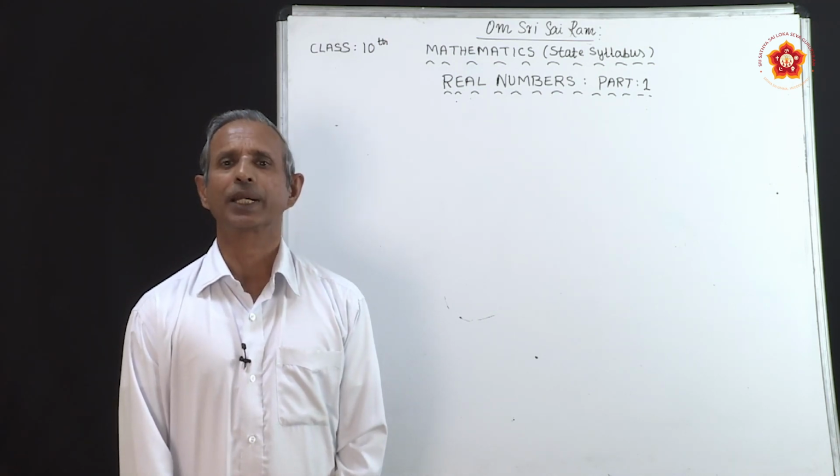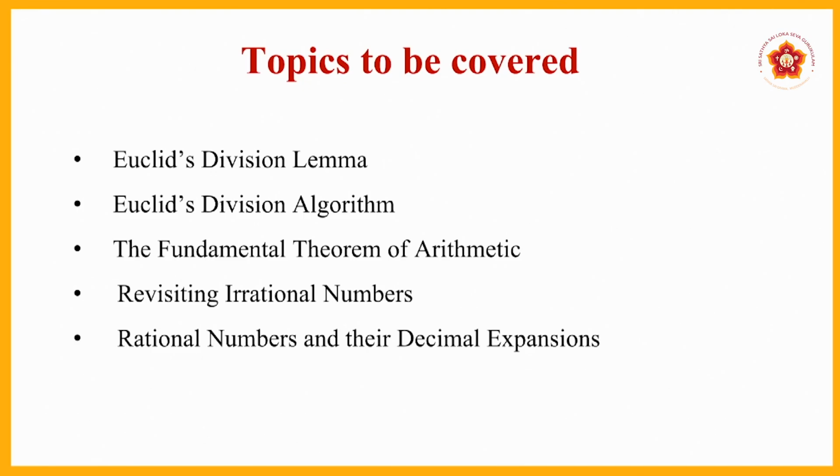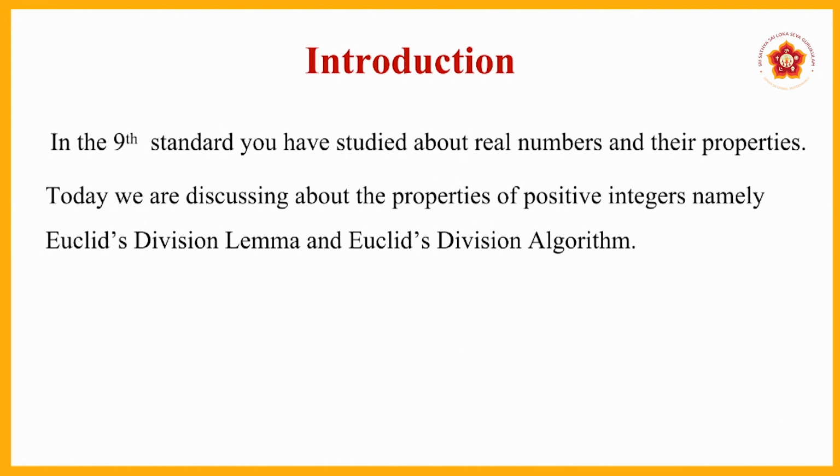Today's topic is real numbers part 1. In this chapter we have to cover the following subtopics: Euclid's division lemma, Euclid's division algorithm, the fundamental theorem of arithmetic, revisiting irrational numbers, rational numbers and their decimal expansions. In the 9th standard, we have studied about real numbers and their properties. Today, we are discussing the properties of positive integers, namely Euclid's division lemma and Euclid's division algorithm.